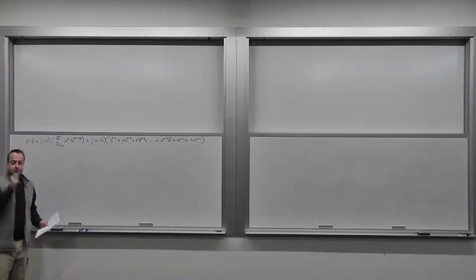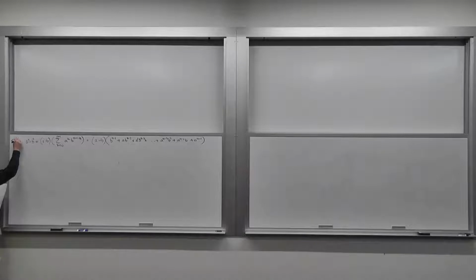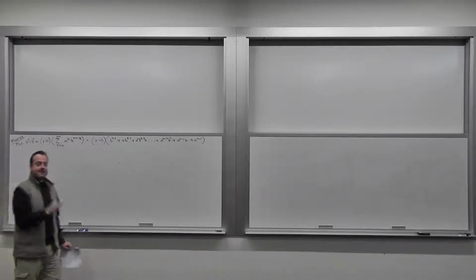I think you should have seen this formula before. This is for any fixed A and B. A and B are fixed, they don't change. N is the variable here. That is my P of n. That's what we left last time.